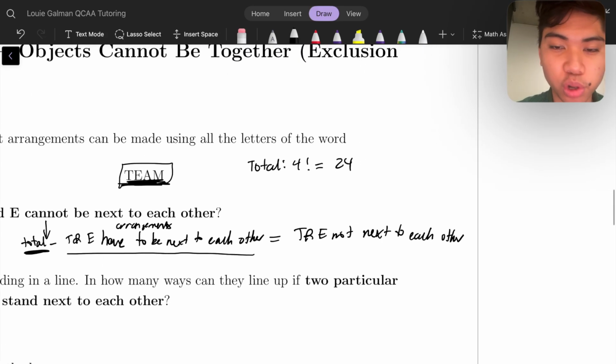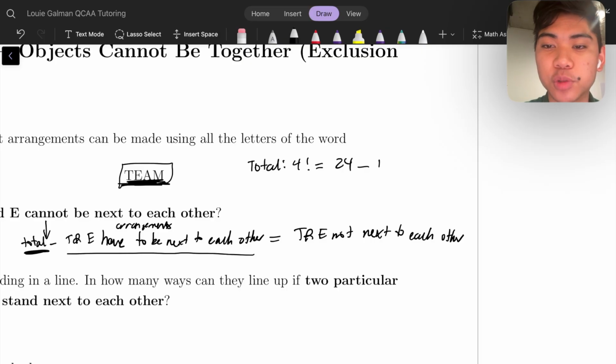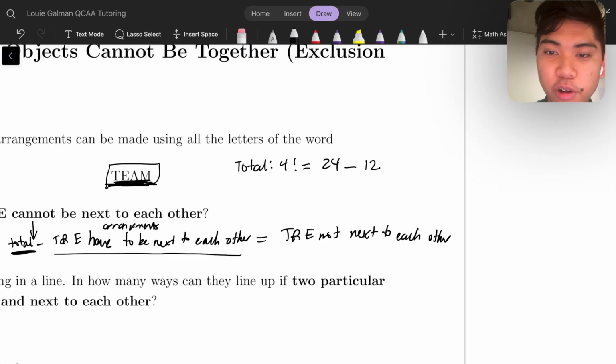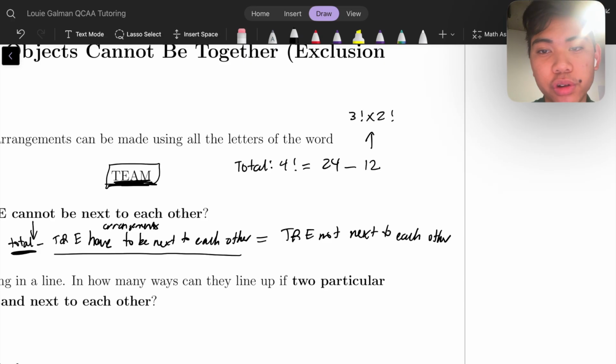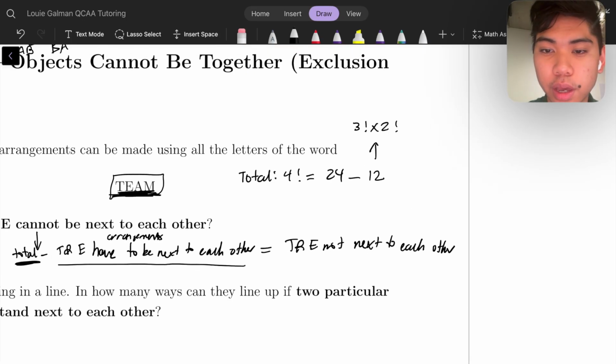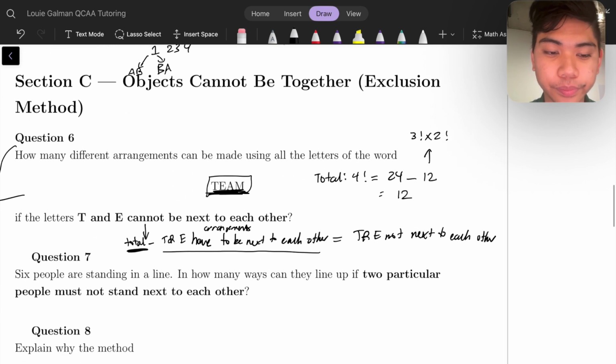So if we know the total is 4 factorial, we just minus our 12 that we got in the previous question, right? And that 12 came from the 3 factorial times the 2 factorial, as we mentioned. Okay, and so we get a value of 12 as well.